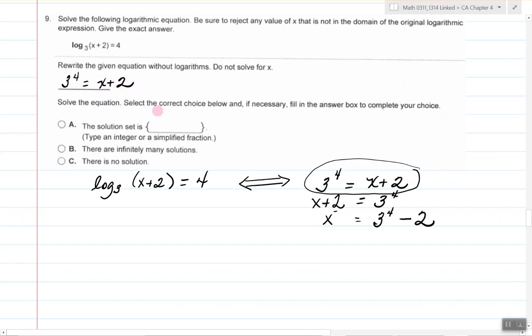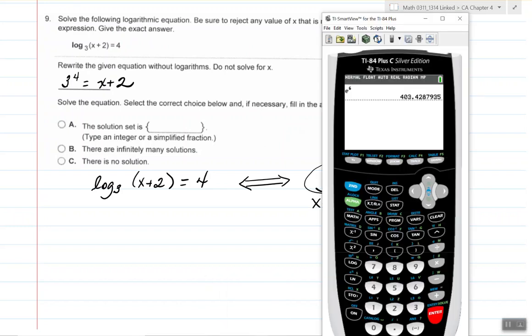Then it wants, select the, okay, it says, give the exact answer. Well, we can do this quite easily, actually. I was being slow with it. I'm actually going to raise 3 to the 4th power and subtract 2. So there's no approximating. So it's 3 raised to the 4th power minus 2 gives me 79.